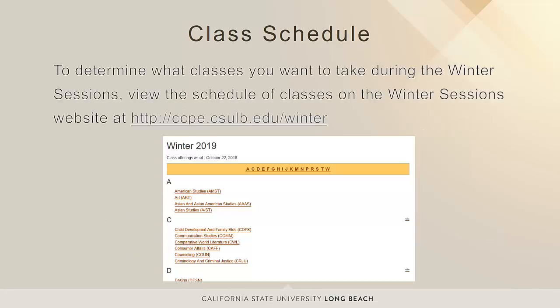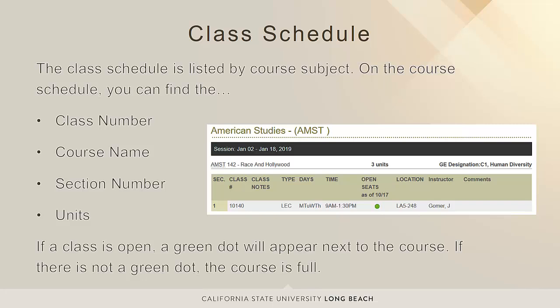To determine what classes you want to take during the winter sessions, view the schedule of classes on the winter sessions website. The class schedule is listed by course subject, and on the course schedule you can find the information for the course, including class number, course name, section number, and units. If a class is open, a green dot will appear next to the course. If there is not a green dot, that means the course is full.